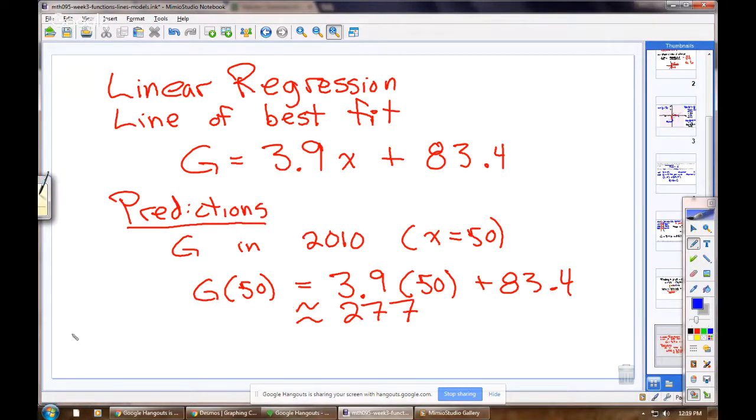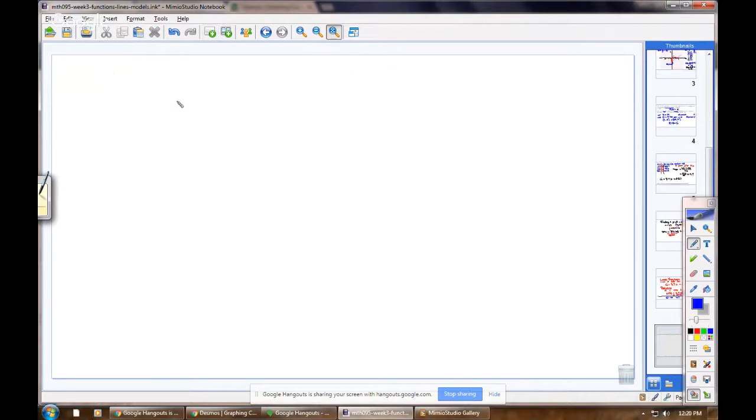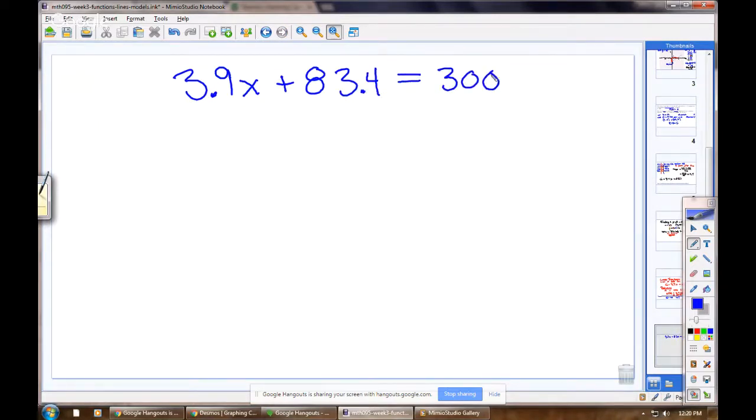Another question I could have asked here is, when will the amount of garbage produced be above 300 million tons? So there I'm saying G equals 300. What is x? So in that case, I would have to solve an equation. And the computer can kind of sort of do that, but sometimes it's easier to do it by hand. So here I want to know for what x value. I don't know what year it is yet. The y-intercept again is 83.4. When will we reach 300 million tons? And I can just solve this equation by first subtracting the 83.4, and then dividing out the 3.9.